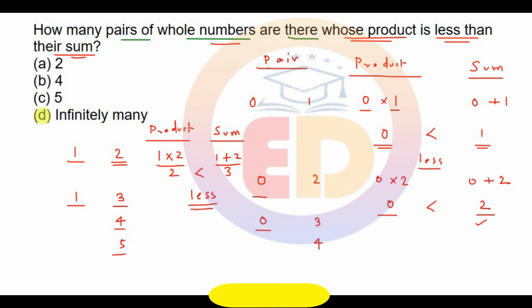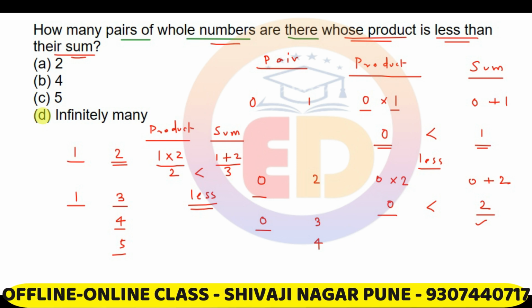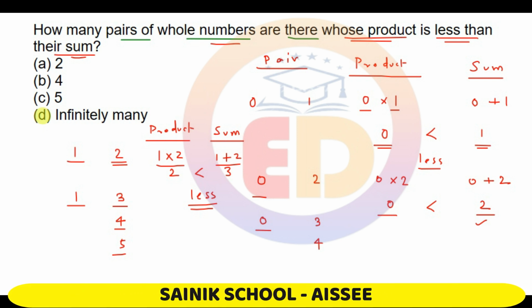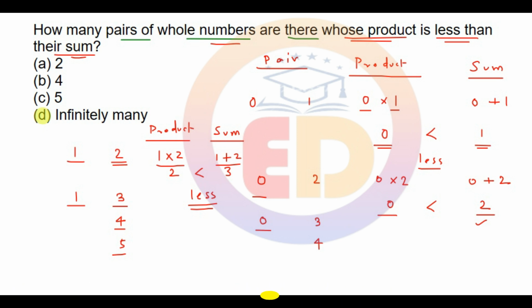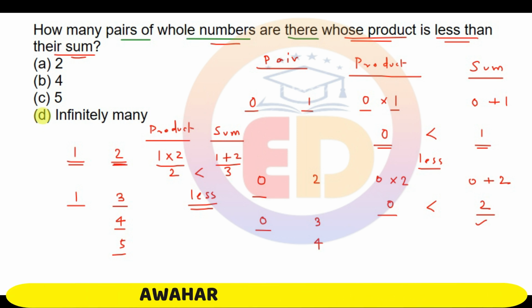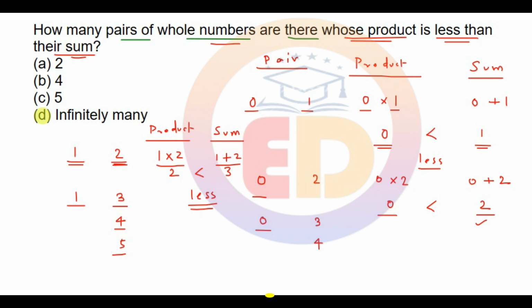Very important is students should be able to work out such kind of sums in the exam. एग्जाम में आपको इस तरह के questions को work out करना आना बहुत ज़्यादा ज़रूरी है. जैसे हमने यहाँ पर एक नंबर 0 और एक नंबर 1 लेकर work out किया, एक नंबर 1 और दूसरा 2 लेकर work out किया. This can be a standard question which can definitely be asked in the RMS exam and other types of competitive exams.